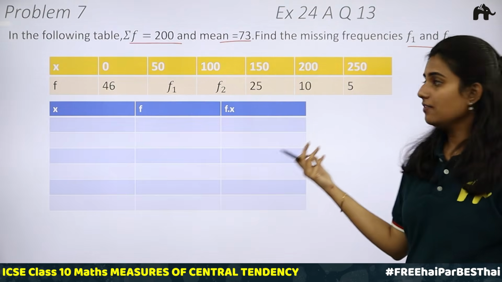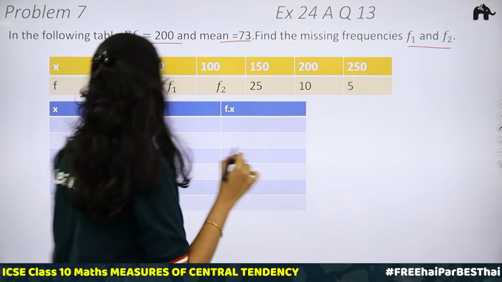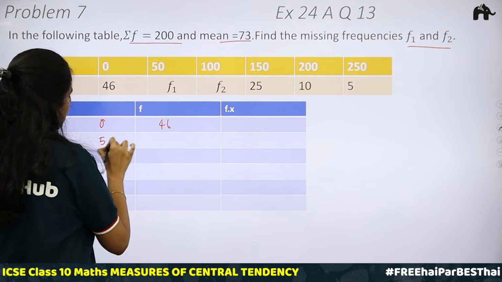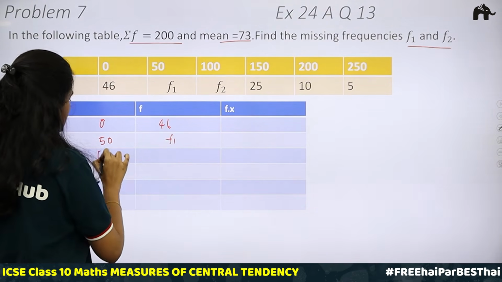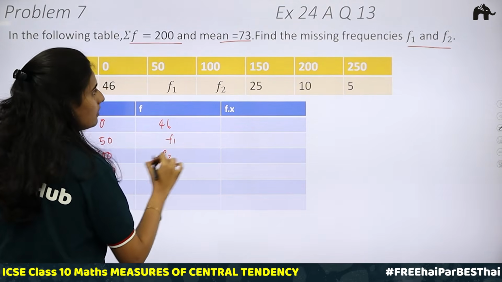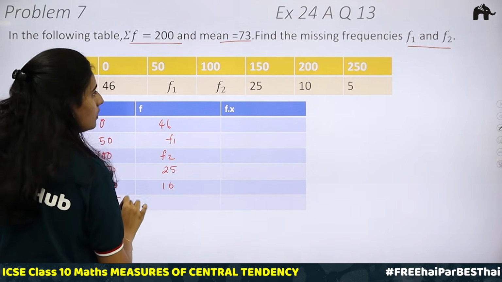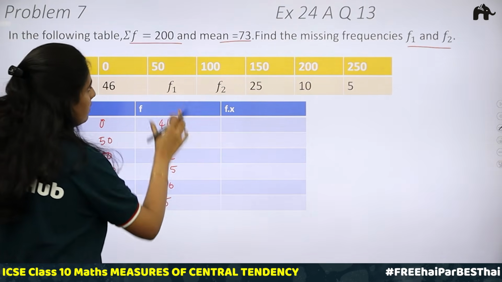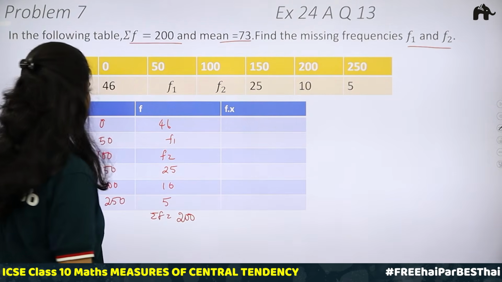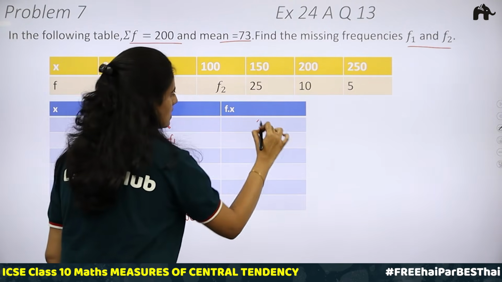Okay. So, here we have the table x, f. We will be finding fx. For x 0, f is 46. 50, f1, 100, f2, 150, 25, 200, 10 and 250, 5. Given that the summation of f is equal to 200. Next, we need to find fx. fx, just multiplying 0 into 46 is 0.